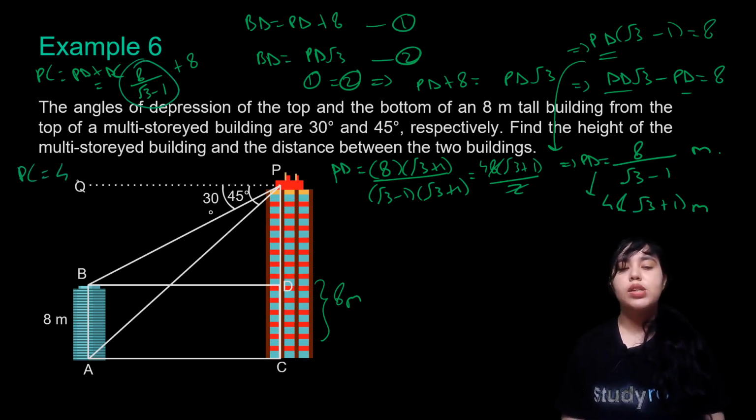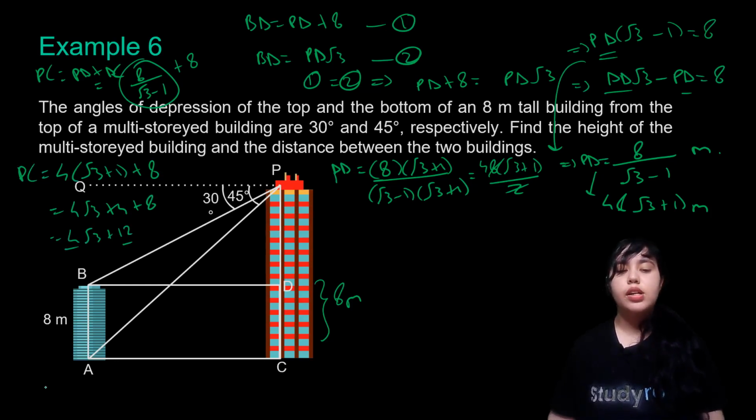So PC becomes equal to 4 into root 3 plus 1 plus 8. If you open the brackets, you get 4 root 3 plus 4 plus 8, which is 4 root 3 plus 12. Now here you can take a 4 common. So you will get PC is equal to 4 into root 3 plus 3 meters. So this is the height of the building.